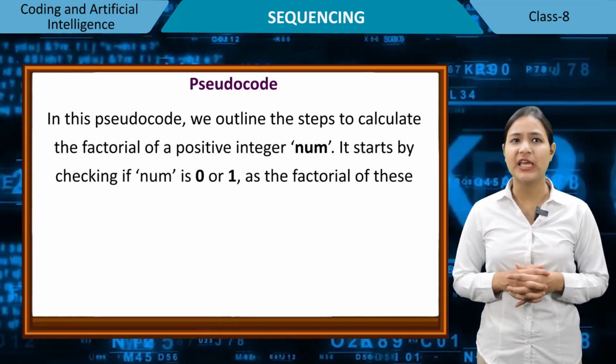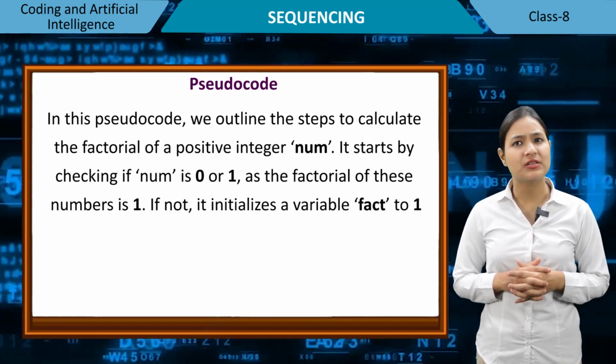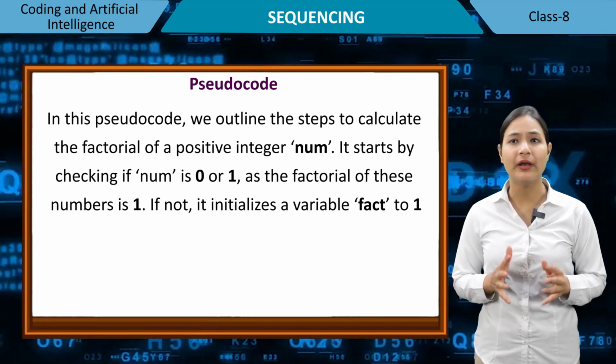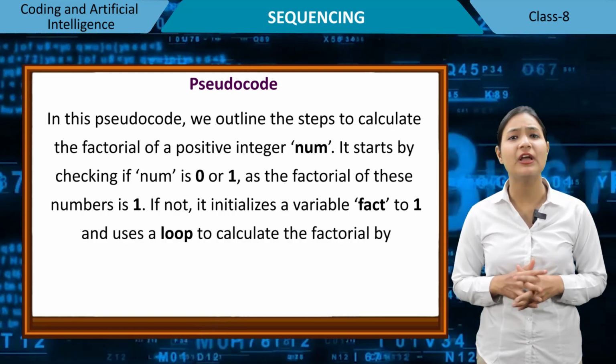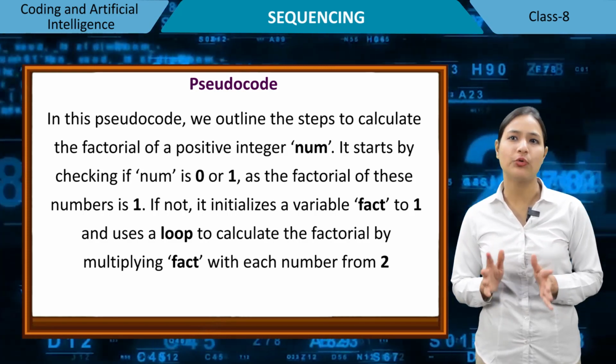It starts by checking if num is 0 or 1, as the factorial of these numbers is 1. If not, it initializes a variable fact to 1 and uses a loop to calculate the factorial by multiplying fact with each number from 0 to num.